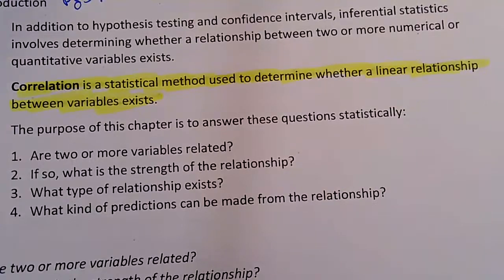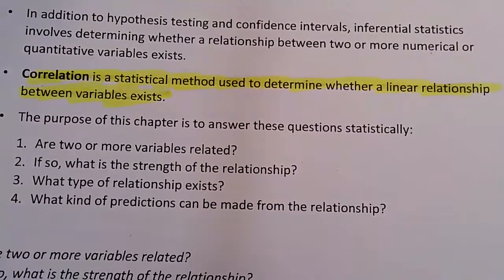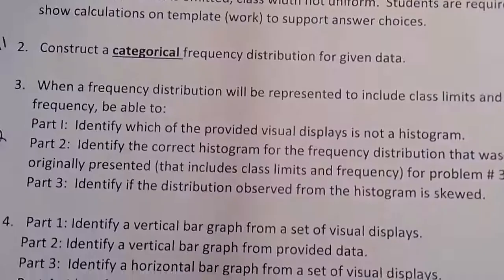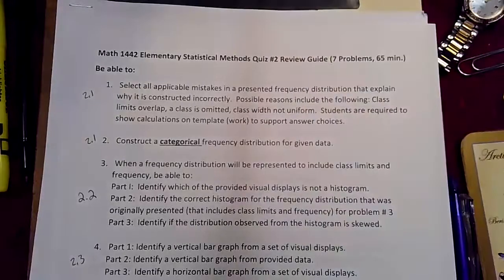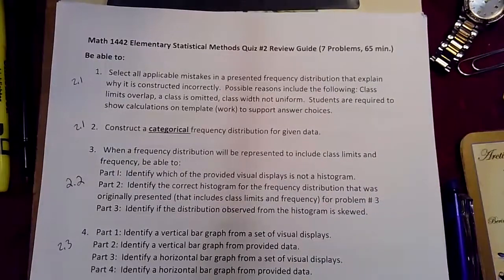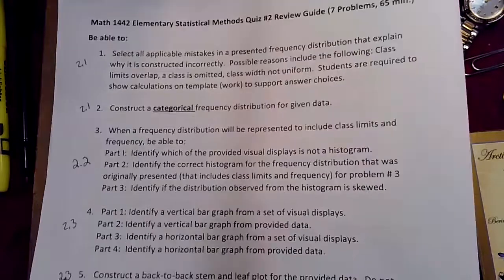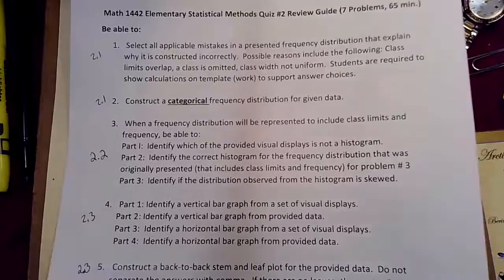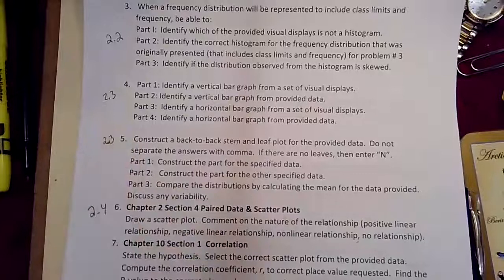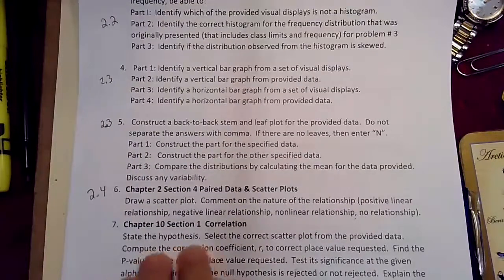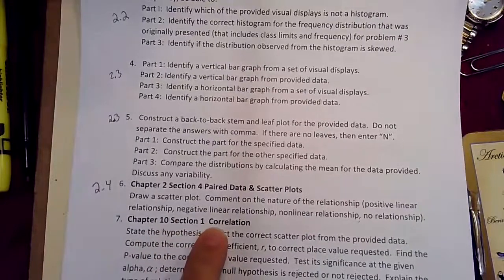So let's see. First thing I want to show you is remember our study guide here for your quiz number 2, which will contain 7 problems and is timed for 65 minutes in Connect Math. Remember, you're allowed one double-sided note page. We're already up to this point where we're discussing the problem on the quiz pertaining to number 7 and chapter 10, section 1.